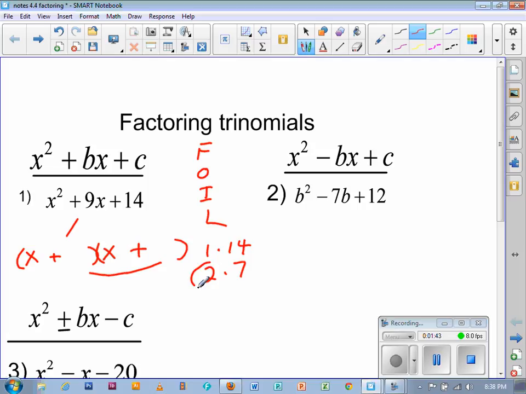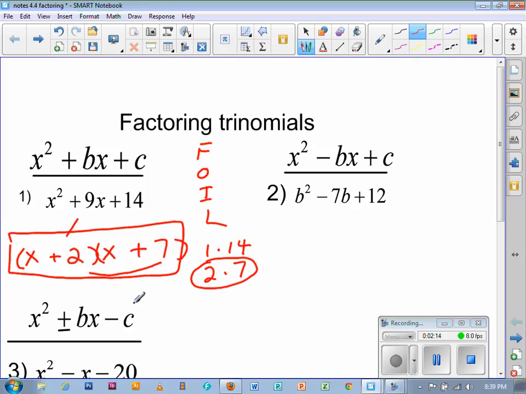And I think you would agree that 2 times 7 is 14 and 2 plus 7 is 9. That is what you put in to your binomials, 2 and 7. If you FOIL this, you'll see that it works. The first term's x squared, outside term's 7x, inside term is 2x, your last term is 14, and the 2x and 7x added together is 9x. So you successfully have factored a trinomial into two binomial factors.